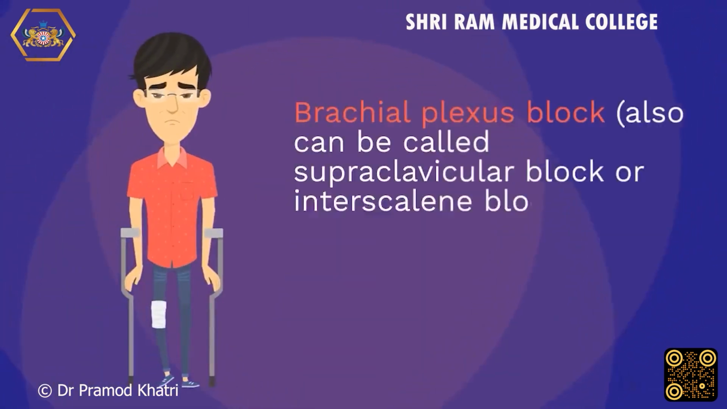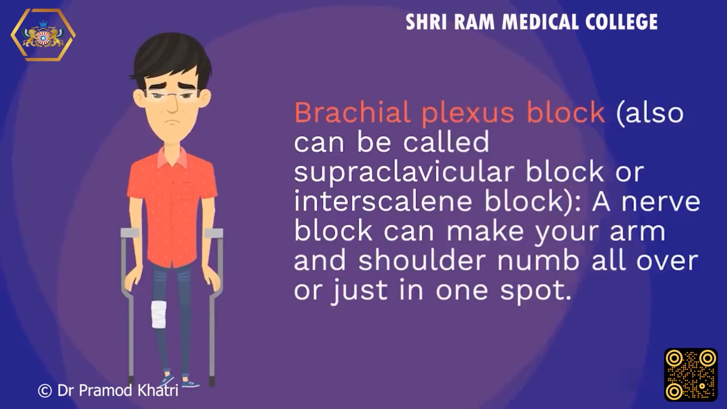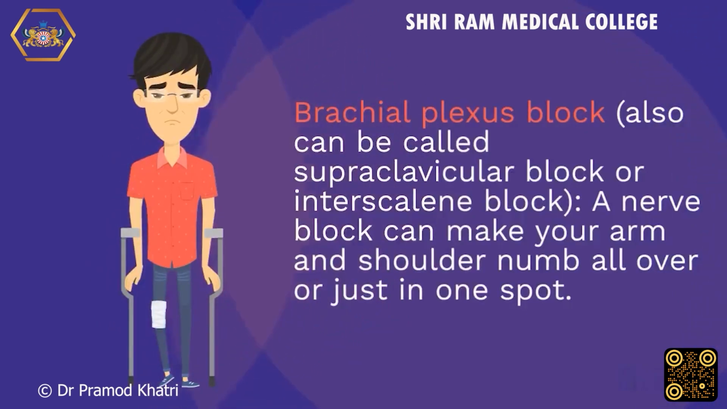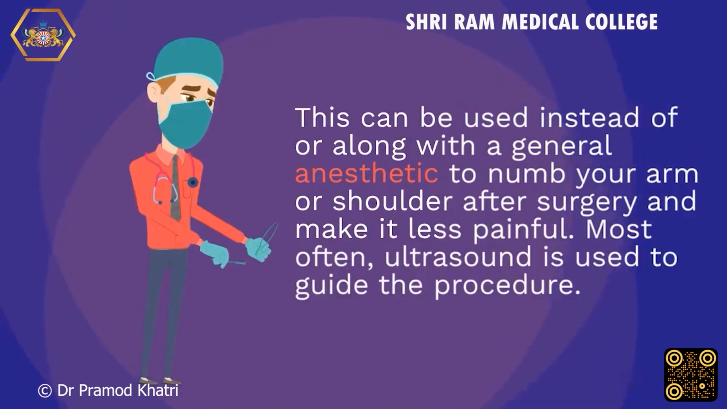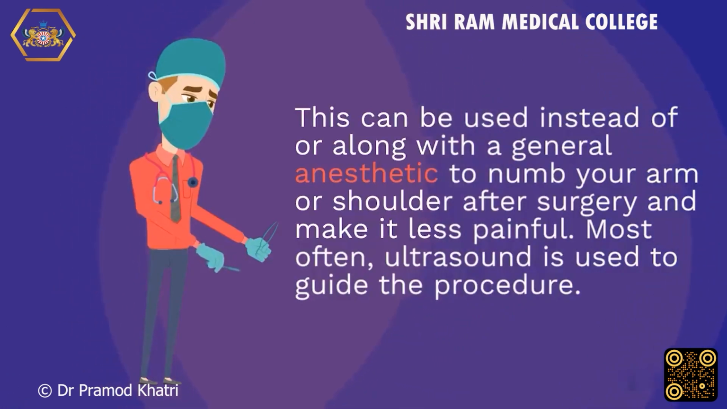Brachial plexus block, also can be called supraclavicular block or interscalene block, a nerve block can make your arm and shoulder numb all over or just in one spot. This can be used instead of or along with a general anesthetic to numb your arm or shoulder after surgery and make it less painful. Most often, ultrasound is used to guide the procedure.